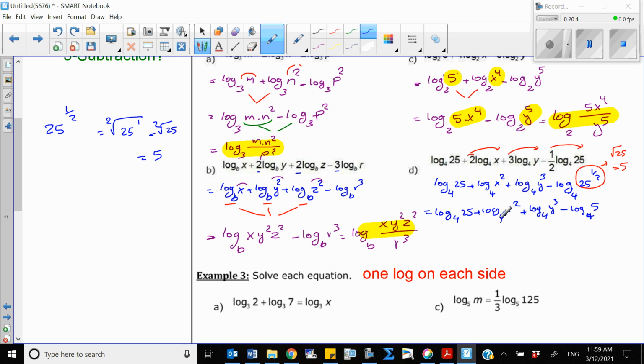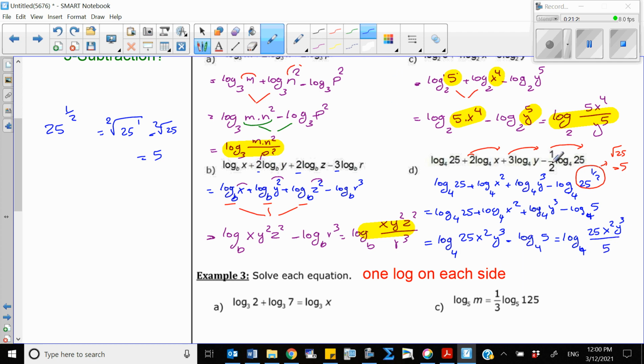Okay, then what do we have? We have some additions here. So I can write them as a multiple. So I'm going to write this as log base 4, just one log of 25 times the second one, x squared, times the next one, y to the power of 3, minus log base 4 of 5. Okay, this time I have a subtraction, so I'm going to rewrite this as log base 4 of top, which is 25 x squared y to the 3 over 5.